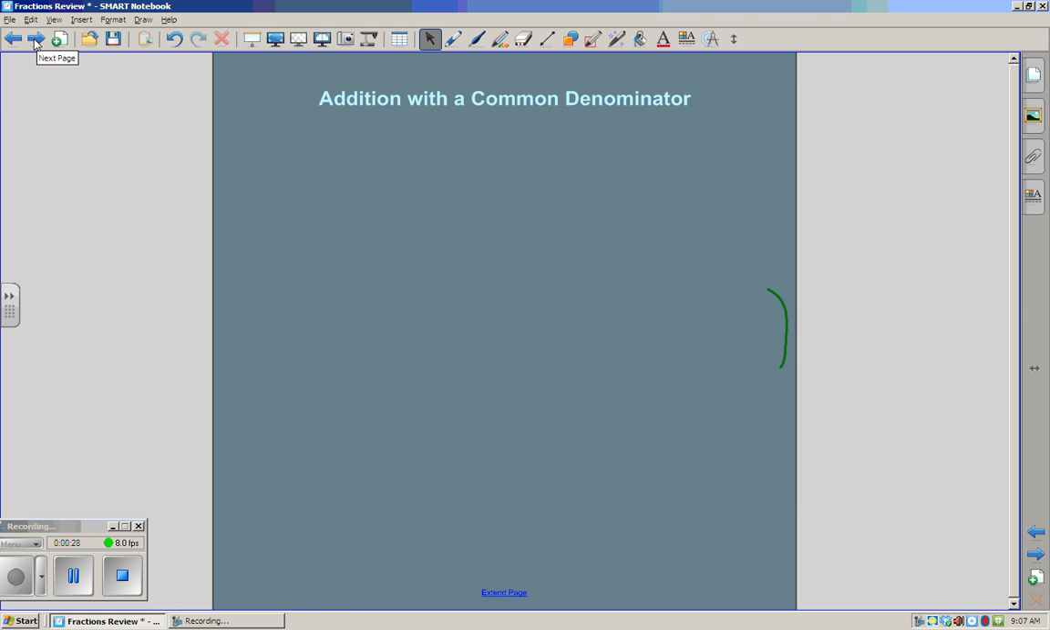First, we're going to go over addition with a common denominator of fractions. I know this is pretty basic, and you have probably seen this every grade since 5th grade, so I will go through it quickly, but it is good to have that background knowledge before you begin everything else. So my first example is 1/8 plus 2/8.